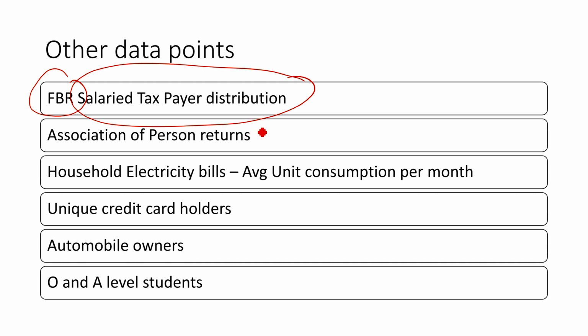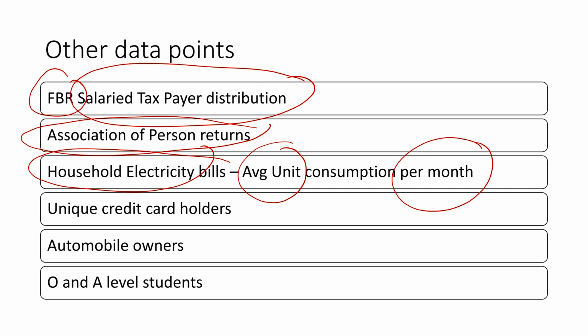There's also an association of person returns, so individuals who are filing as non-incorporated individual persons, partnerships and other informal forms of businesses. So that's two. You can also look at household electricity bills. So unit consumption, average unit consumption per month, can give you a sense of the expense and consumption data. I think NEPRA has this data on their website. I haven't looked at it, but it has been suggested. And I think that's the next part of our analysis.